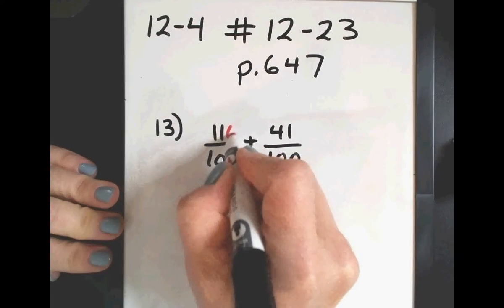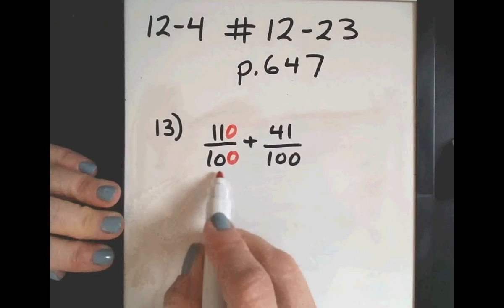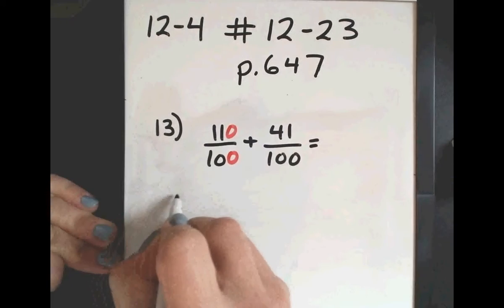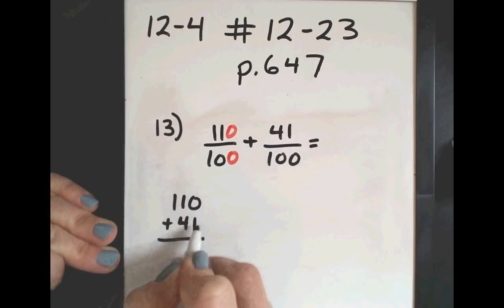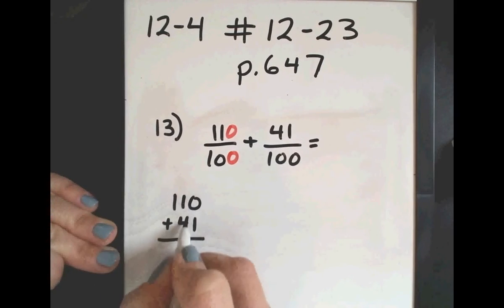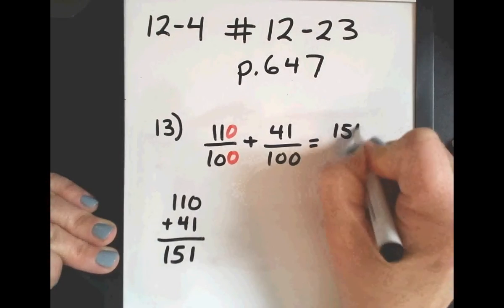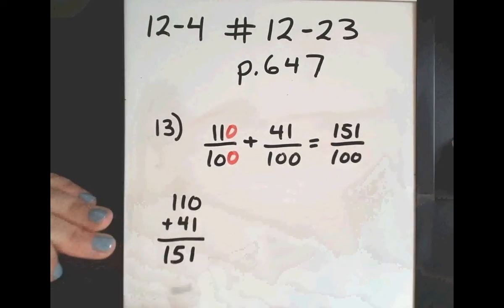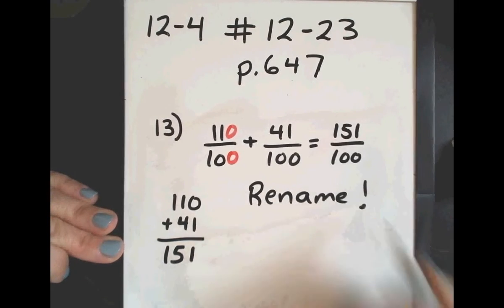So for 11 tenths, I'm going to add a 0 to the numerator and a 0 to the denominator so that I have 100 as my denominator in both. So I'm going to add these two together, so I've got 110 plus 41. 0 plus 1 is 1, and 1 plus 4 is 5. So now I've got 151 hundredths. So again, the numerator is more than the denominator, so you need to rename it.